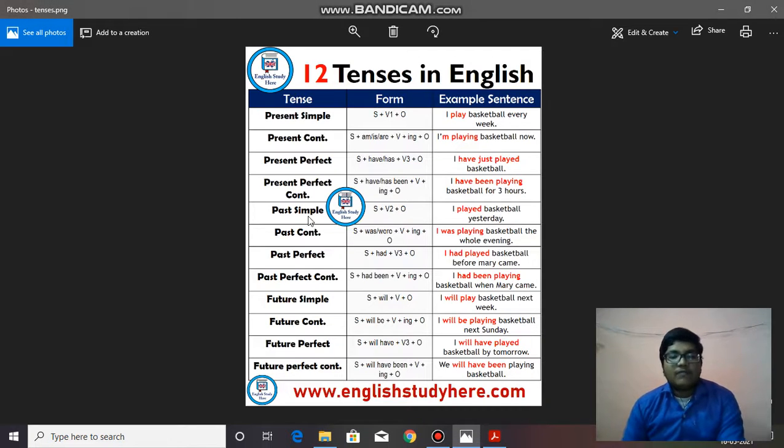The general form is subject plus have or has been plus v1 plus ing form plus object. If we see I have been playing basketball for 3 hours, the action started in the past and has been playing, so it is the present perfect continuous tense. By seeing the for we can identify that it is present perfect continuous tense. I is the subject and basketball is the object, and by seeing have been playing, we can identify that it is in present perfect continuous tense.